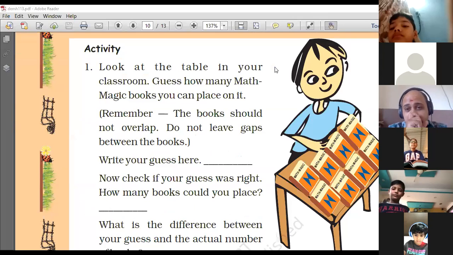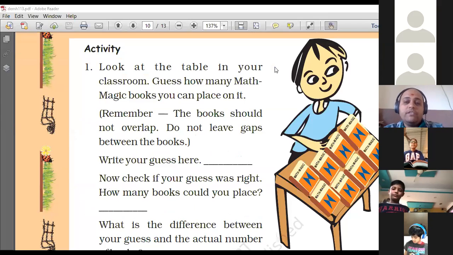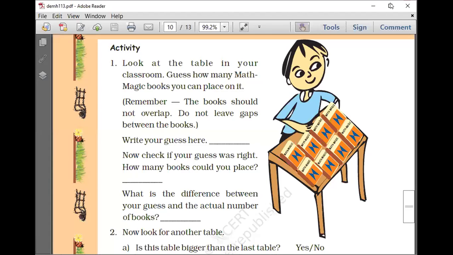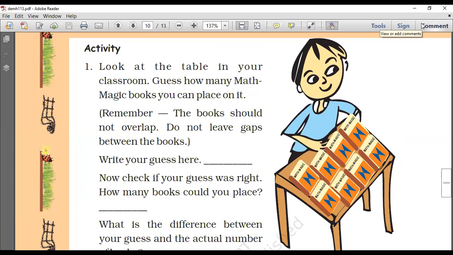One is obviously the circle making use of thread, and this is another one which I want you to do. You all must be having either a dining table or a study table or a coffee table, right? You must be having it at home. So I want you to find the size of that table. See, it is given here, like this table. So you have to put your math magic book here, and then mark it, then put the second one. Let me show you how you will do it.